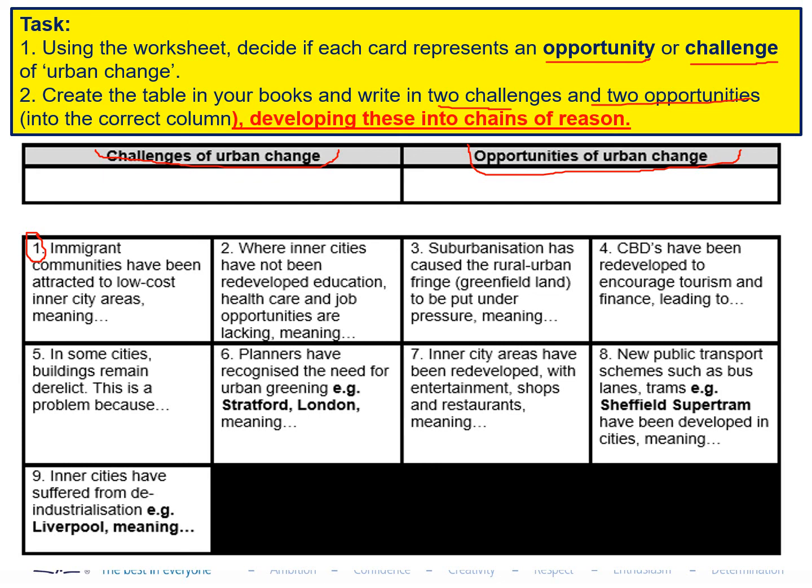I would like you then to develop these into a chain of reason. So where it says here for number 1, immigrant communities have been attracted to low-cost inner-city areas, meaning you're going to finish it off. What does that mean?